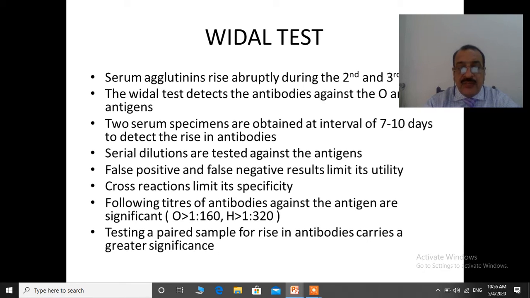False positive and false negative results limit its utility, and rising titers of antibodies against the antigens are significant. If the O antibodies are detectable in a dilution of 1 in 160, then this may be significant. Similarly, antibodies against flagellar antigen in a dilution of 1 in 320 are definitely significant. Two samples must be tested, known as paired serum, and a rise in the antibody titers carries significance.